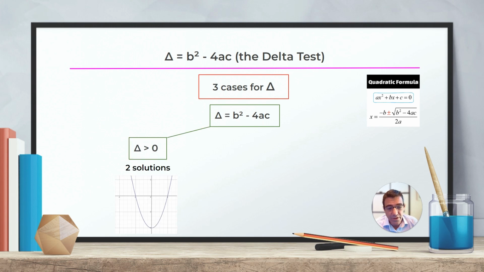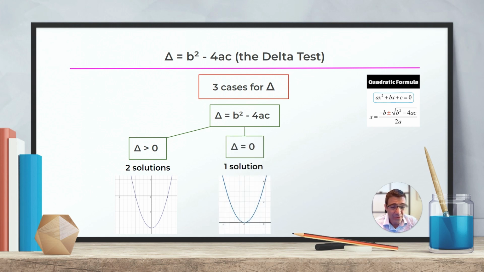If the delta value, or the b squared minus 4ac bit, is positive, you will have the square root of a positive number, and the quadratic formula is going to work. And so therefore you're going to have two solutions. And remember, solutions are points of intersection with the x-axis. So they're going to be two values where that quadratic equation is intersecting with the x-axis.